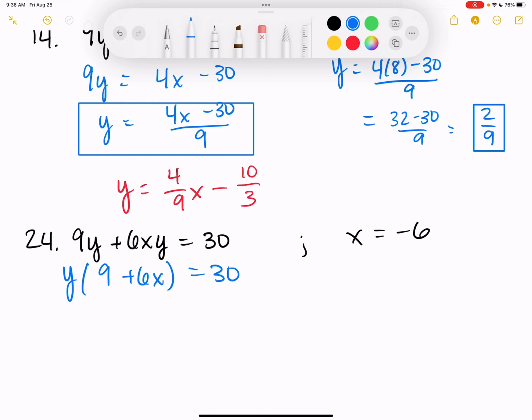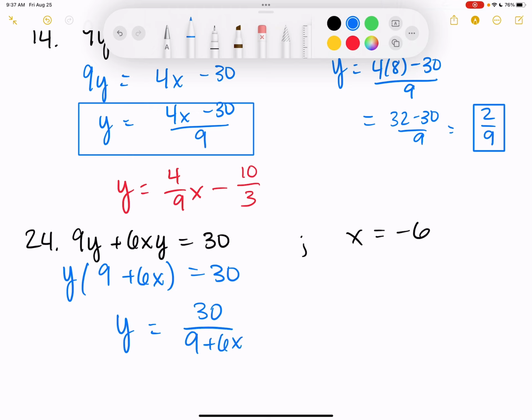While I could also take out a 3, like Maya pointed out, I don't want to because that's going to add another step for me later. So now, any suggestions on how to get y by itself? Multiply what's in parentheses first? That would literally just give you what you had already. Subtract 9? Can't do that. Divide by what? Y? A number? 9 plus 6x. Bingo. Yes! Y equals 30 divided by 9 plus 6x.